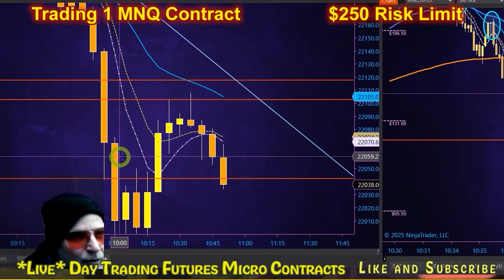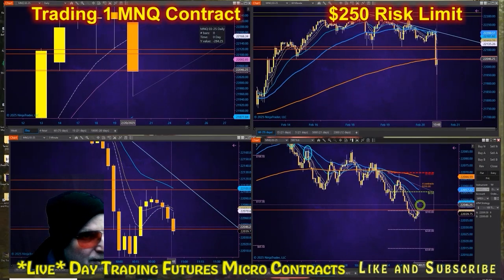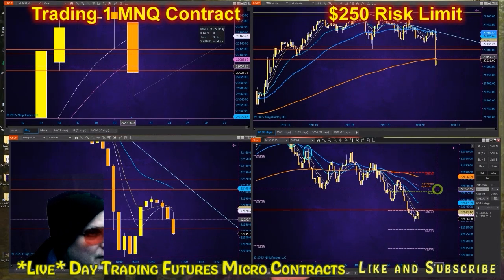Looking at the 5-minute chart, I was waiting for that close below, and it happened right here. Once that happened, we're looking over here to see if we can get some setups to go short on the 500 tick chart. And there's lots of great little setups.